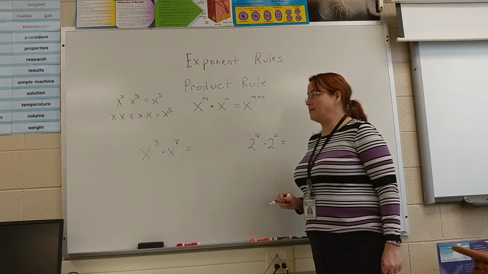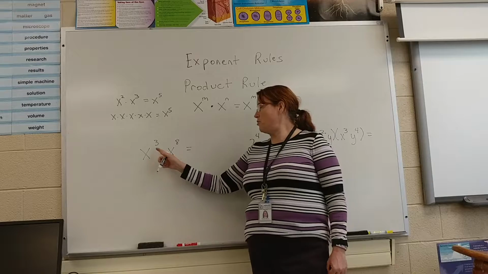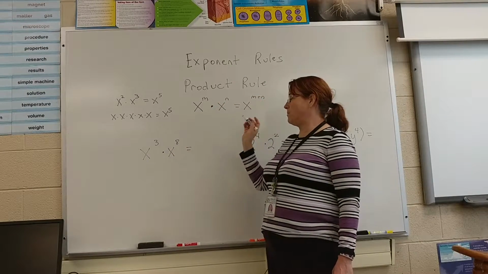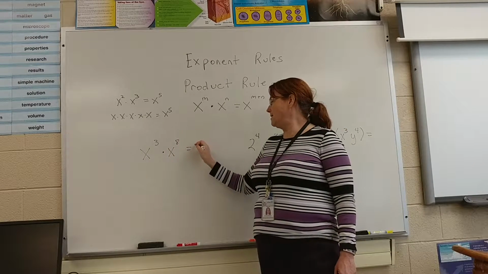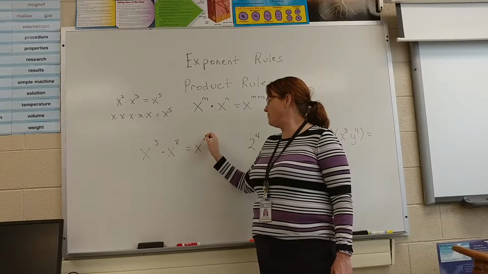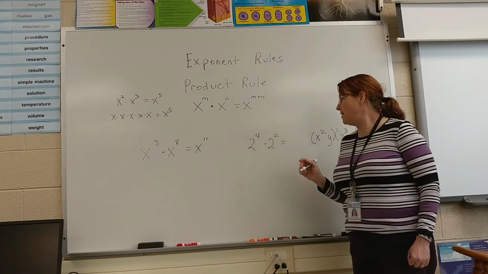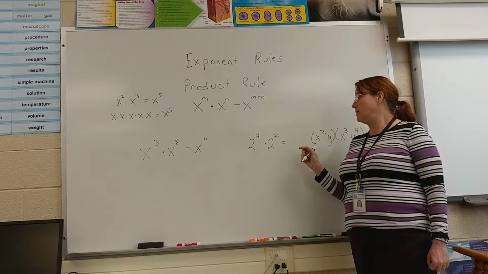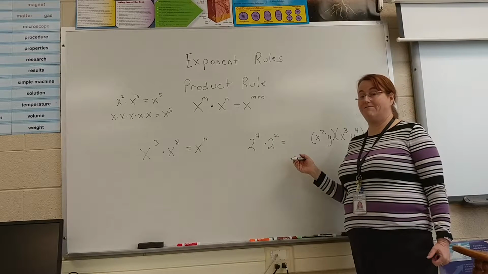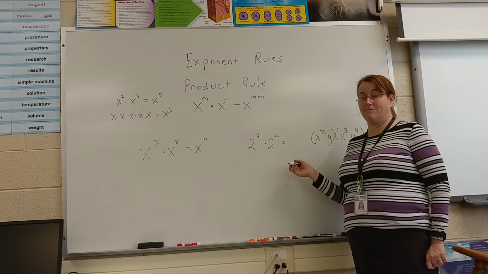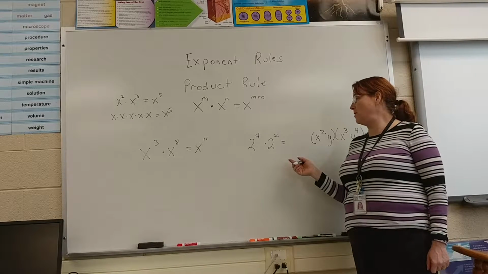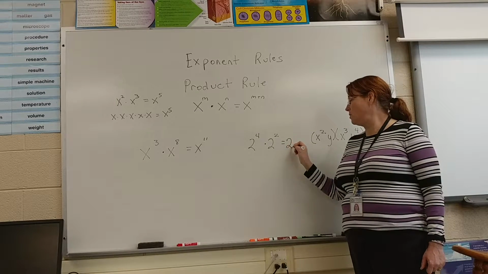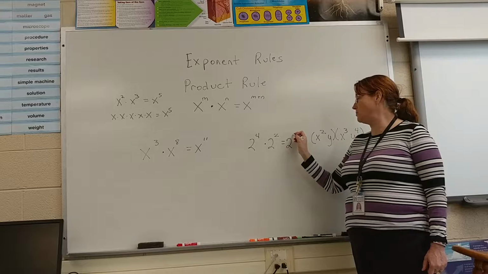So here are 3 examples. We have x to the 3rd power times x to the 8th power. Well, we're going to add those 2 exponents, and 3 plus 8 is 11, so you should have x to the 11th power. The next one is 2 to the 4th power times 2 to the 2nd power. Now, they can ask you also to evaluate a problem, and then you're going to give them the actual answer. But if they don't ask you to evaluate and they want it in exponential form, the base stays 2, and you add 4 plus 2, and you get 2 to the 6th power.